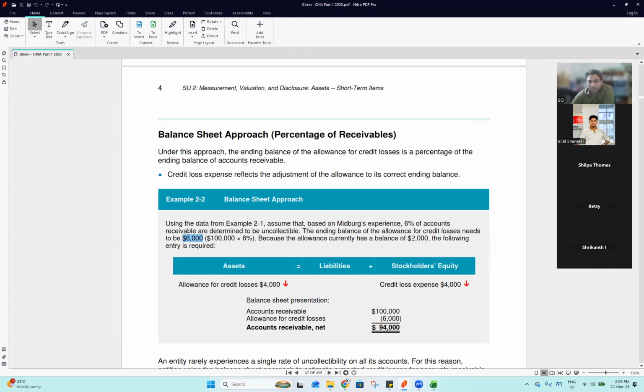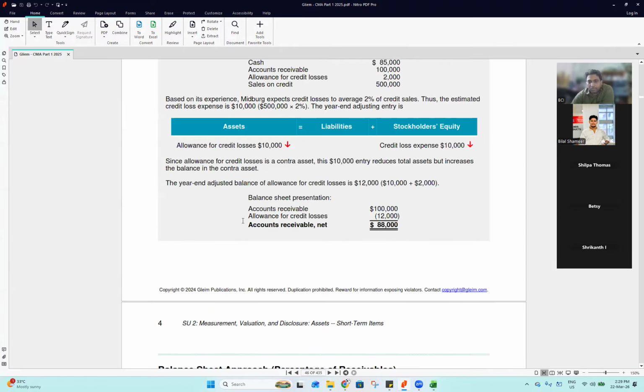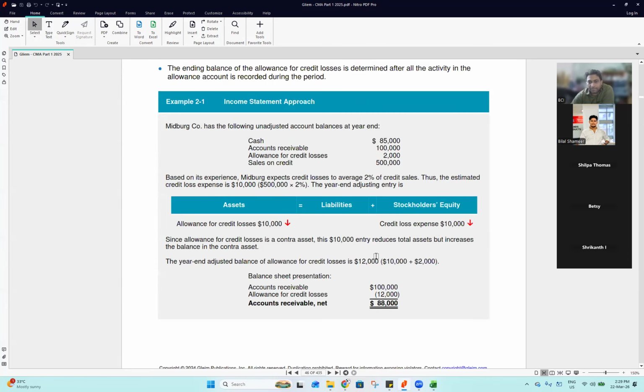So already you have a 2,000 allowance, correct? So the current year allowance will be 4,000. The credit loss expense will be 4,000 and the allowance for credit loss will be 4,000. So your ending balance will become 6,000. Clear? Okay. Both the methods, you understood the difference, right? Yeah. Okay.